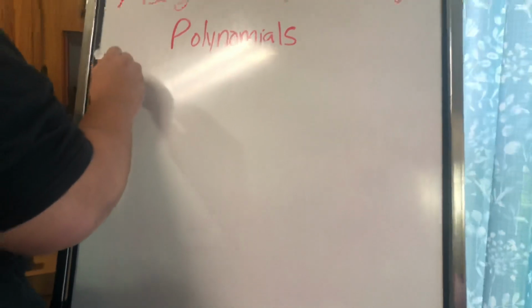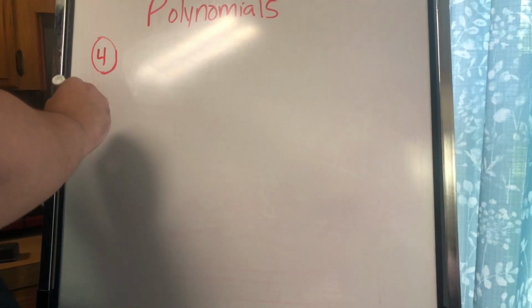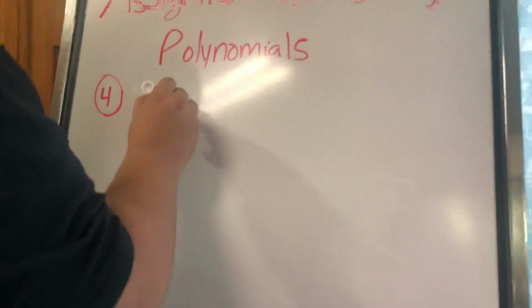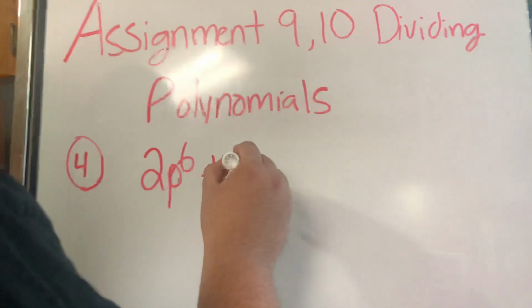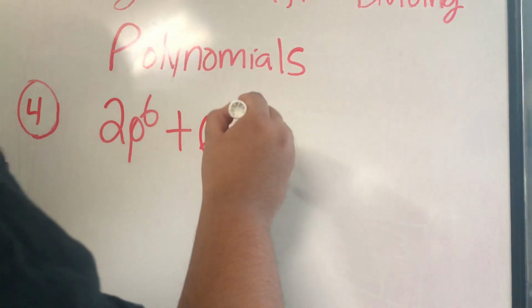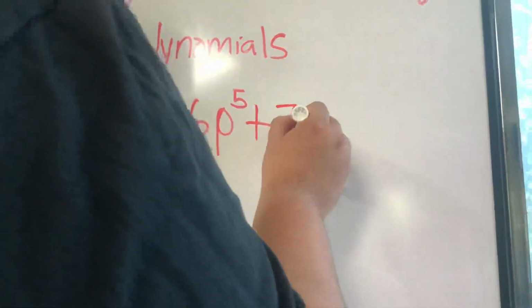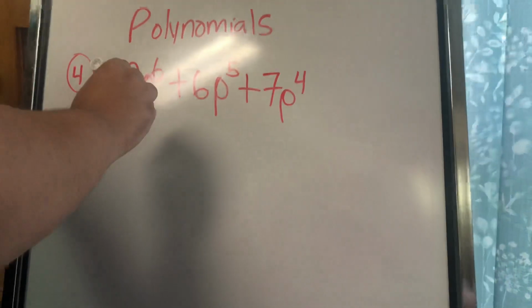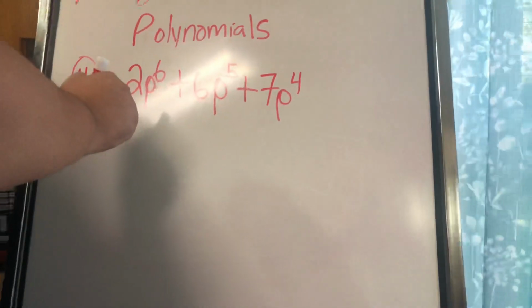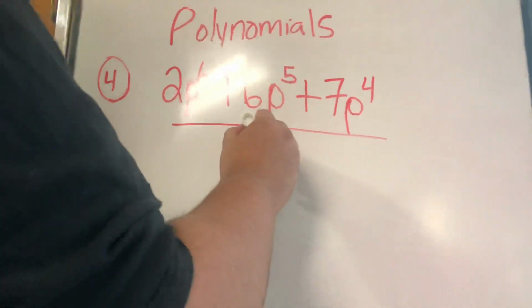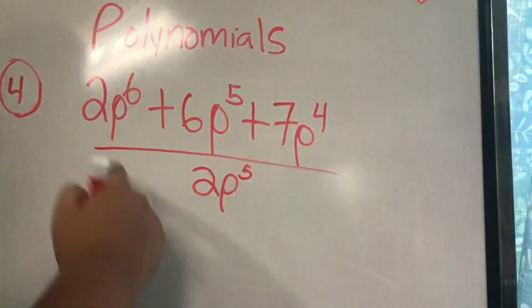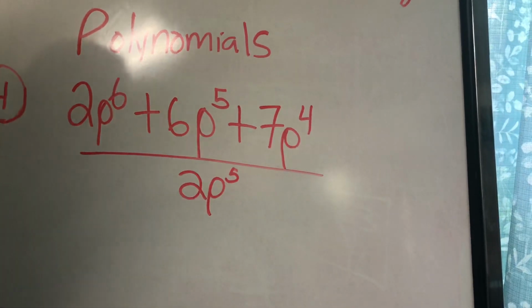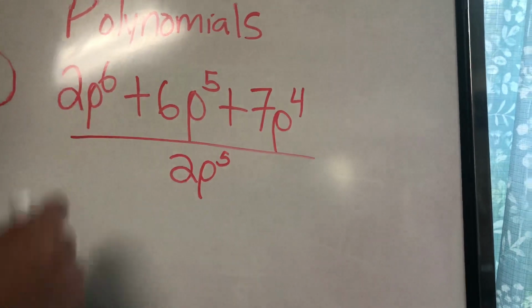Example problem number 4. Say we have 2p to the power of 6 plus 6p to the power of 5 plus 7p to the power of 4. And all that is being divided by 2p to the power of 5. So this is a perfect one. Once again, all the bases for my exponents are the same, so we can subtract the exponents. So now let's just do the physical divisions.